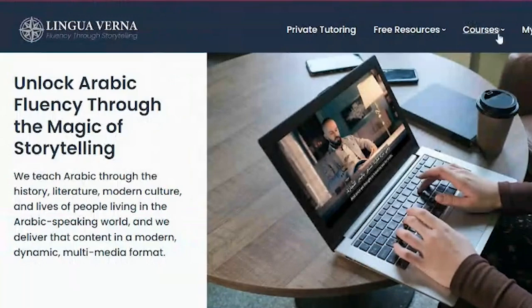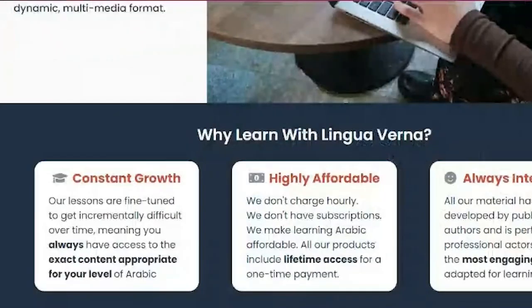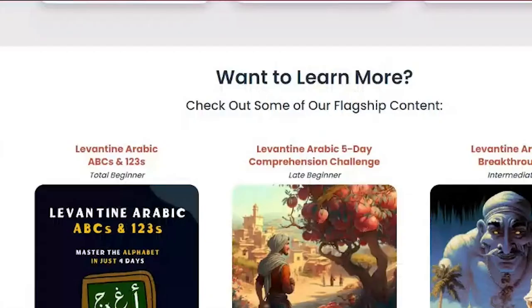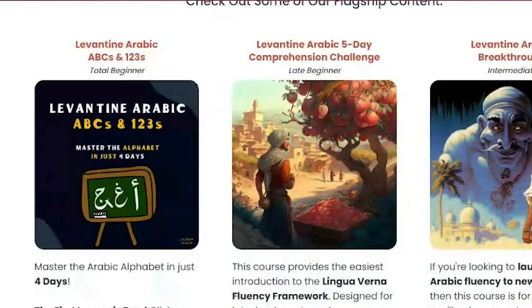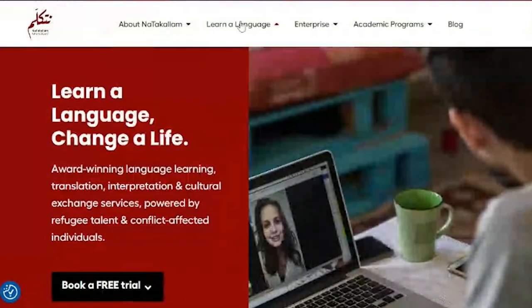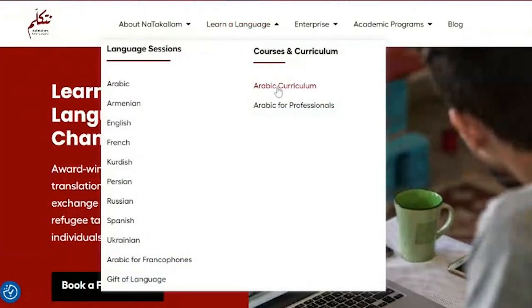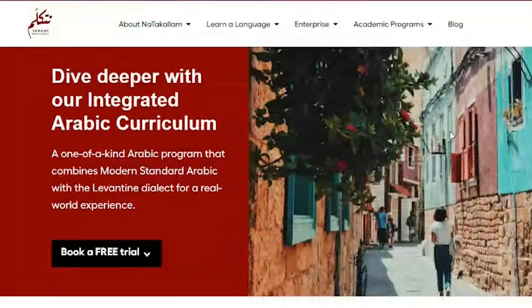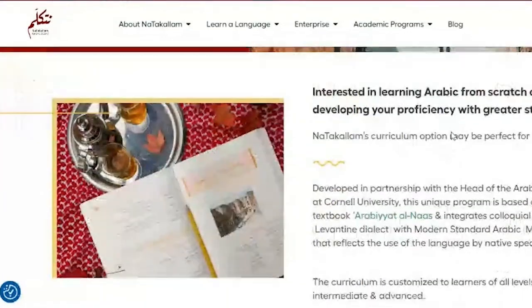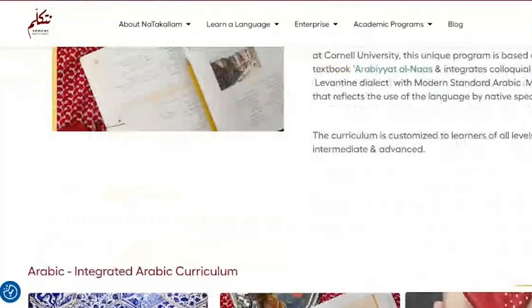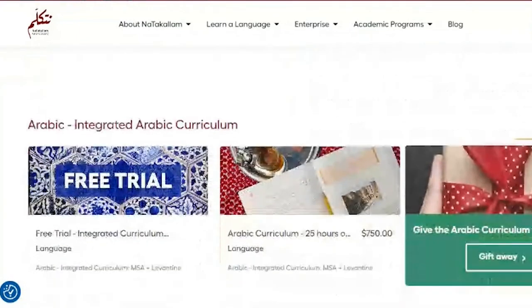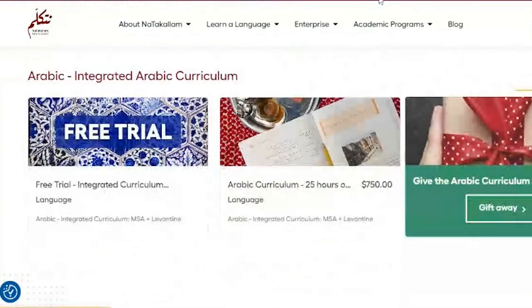Lingua Verna Arabic is definitely for intermediates and I really enjoyed using their content, and it is very clear how to use it. Natakalam has some great teachers for learning both Levantine Arabic as well as MSA, and then you can also have the whole Arabic for Professionals course, or you can opt for an intensive Arabic course that combines MSA with a dialect, which is essentially how Arabs truly use the difference between dialects and classical Arabic as well.